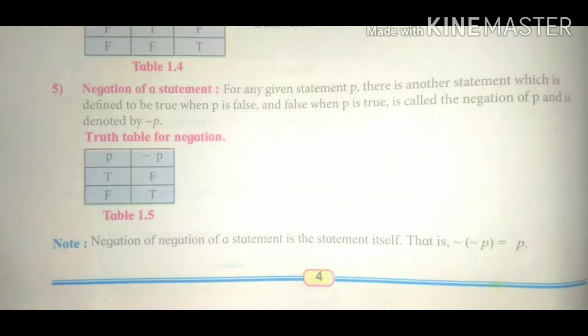Next one is the negation. For any given statement, if we apply not to that statement, then we get the negation of the statement. Let P be the statement, then its negation is denoted by the symbol before P. For the truth table, if a statement has true value, then its negation is false. If a statement has false value, then its negation is true.